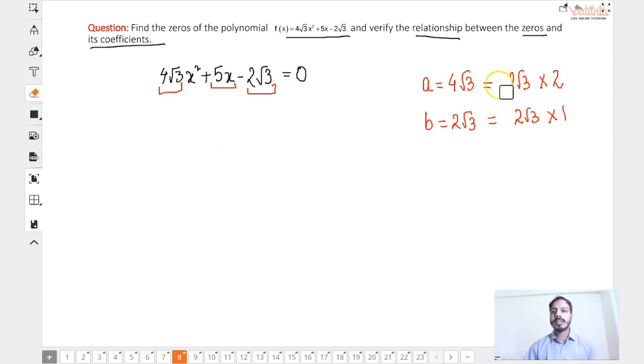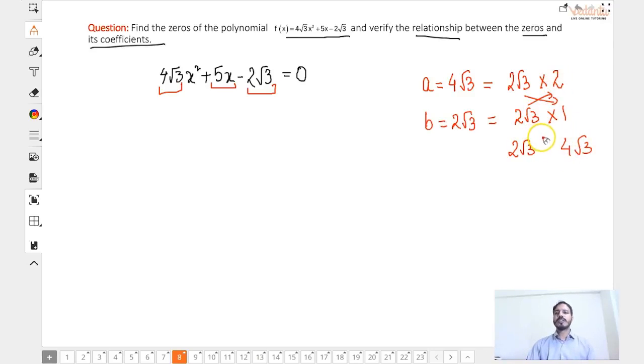Now, what else can I write this? That means what I'm trying to say is, if I cross multiply these two, what am I going to get? I'm going to get 2 root 3 here, and in this 2, I will get 4 root 3, right? So this is where we started. So this is not helping us.